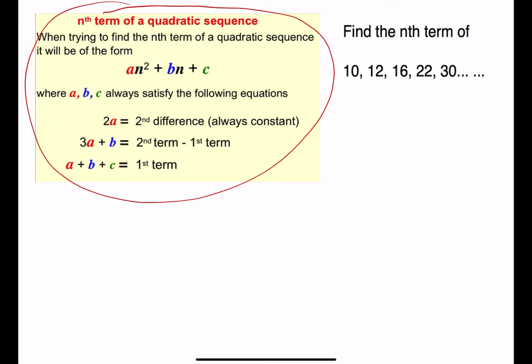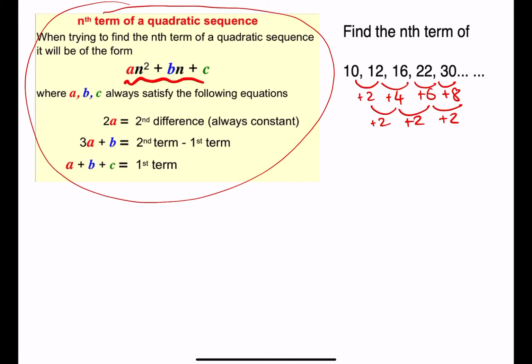So when trying to find the nth term of a quadratic sequence, it will always be in that lovely quadratic form of an squared plus bn plus c. You just have to do things to find out what a, b, and c are. So first of all, you want to work out what's the term-to-term rule. So that's plus 2, then we've got plus 4, then plus 6, and then plus 8. Then you do the next layer. This should be constant. If it's a quadratic sequence, the next layer down will be constant.